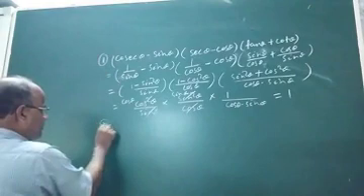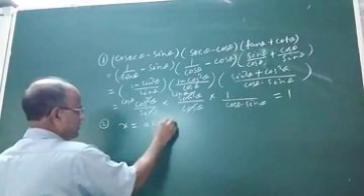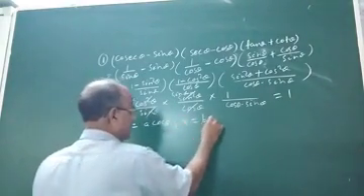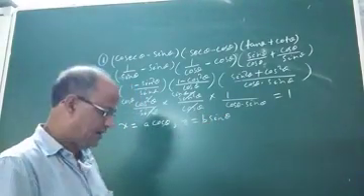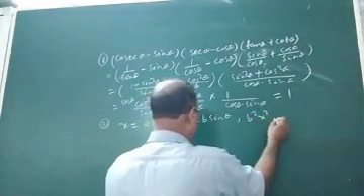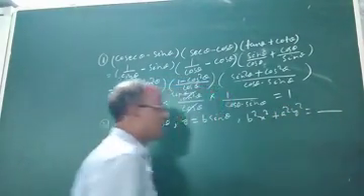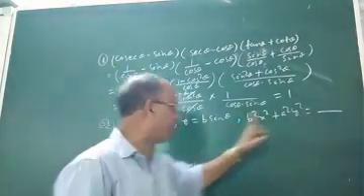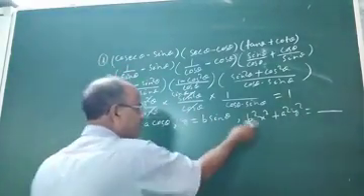See, the second question, suppose you are given x equal to a cos theta, y equal to b sin theta. So if x is a cos theta and y is b sin theta, what will be the value of b square x square plus a square y square? You see, so how to find? It is very simple, children, you see.